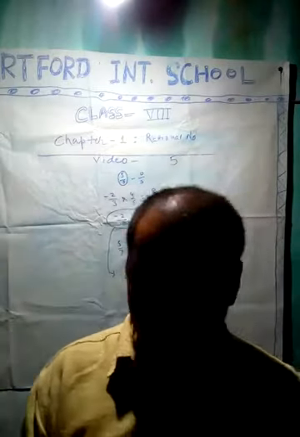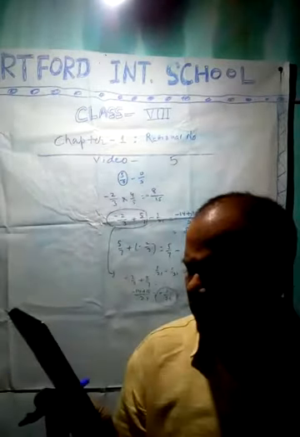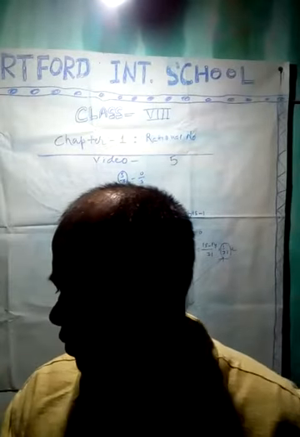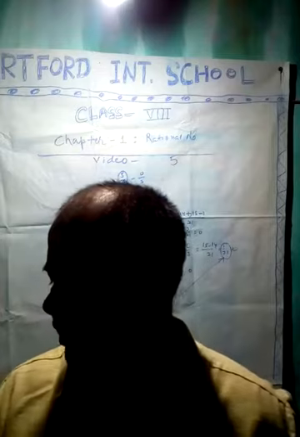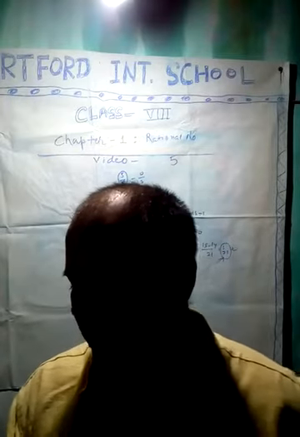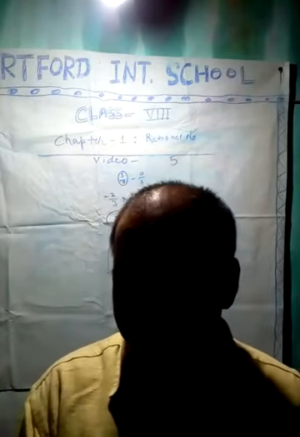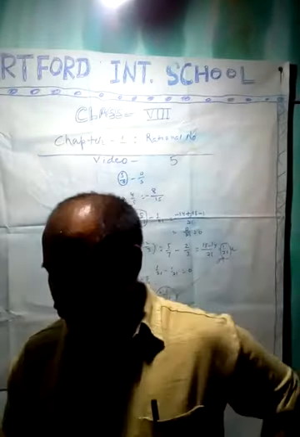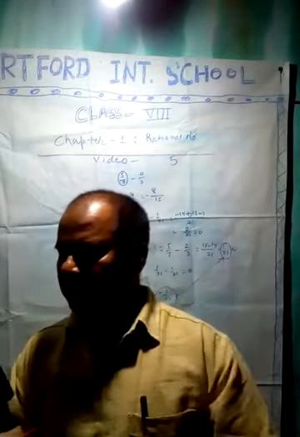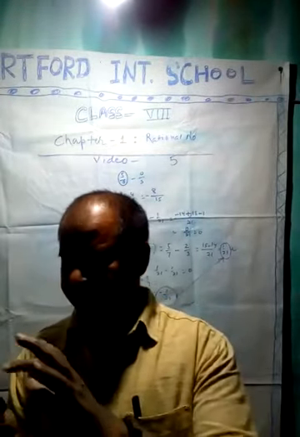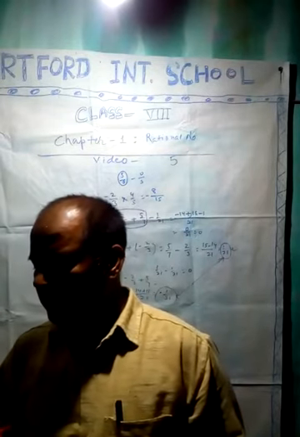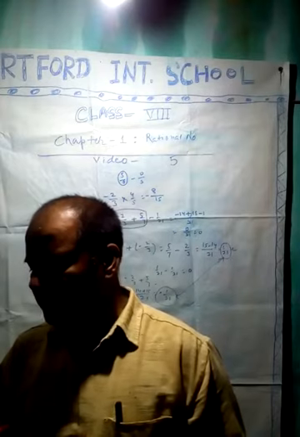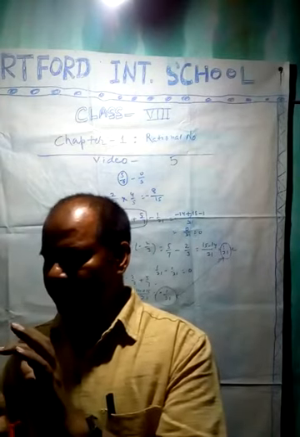Now for division. Minus 5 by 4 divided by 3 by 7 is not equal to 3 by 7 divided by minus 5 by 4. You will find that the expressions on both sides are not equal. So division is not commutative for rational numbers. Complete the following table. Here blank space is there, you have to fill it.